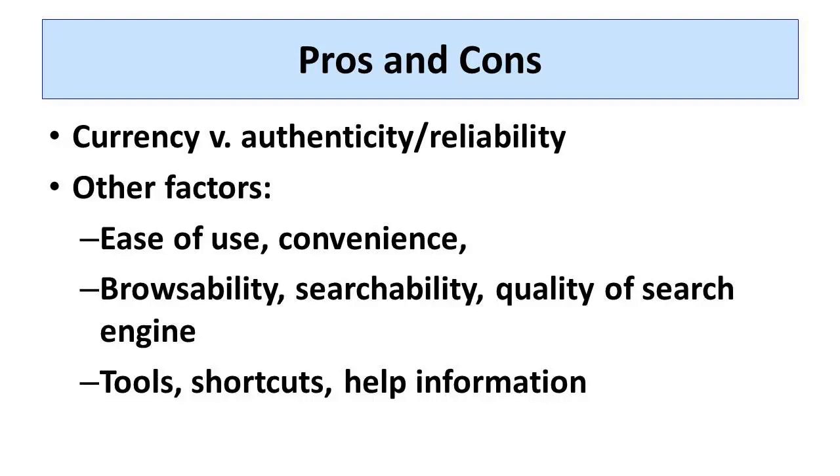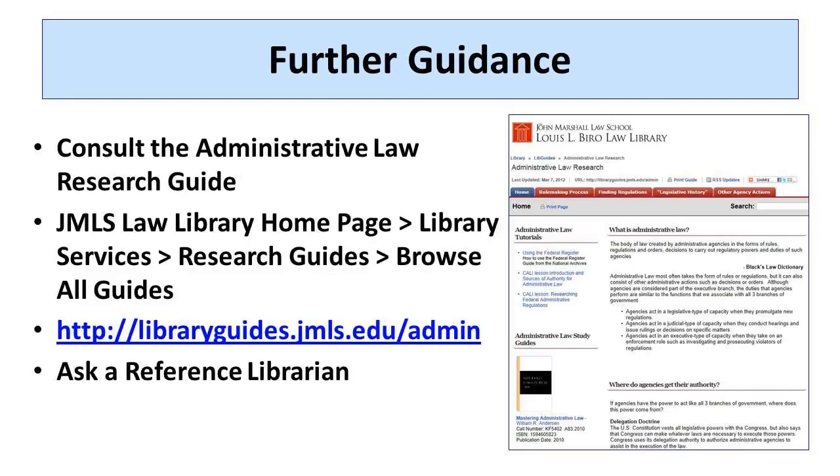Ideally, you can now pick which resource to use, depending on your research priorities, or use all three resources together as efficiently and effectively as possible. If you need further guidance, please see Jamie Summers' excellent Administrative Law Research Guide. It is available via the library homepage or at this URL. Please also feel free to contact a reference librarian for assistance.